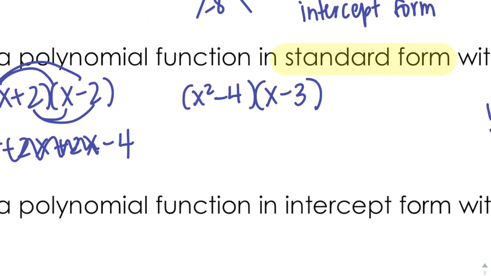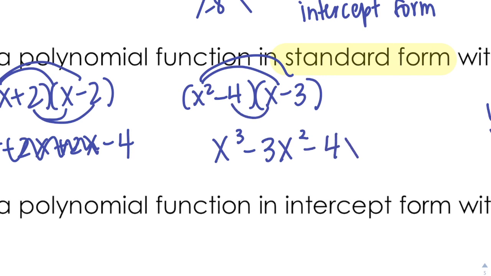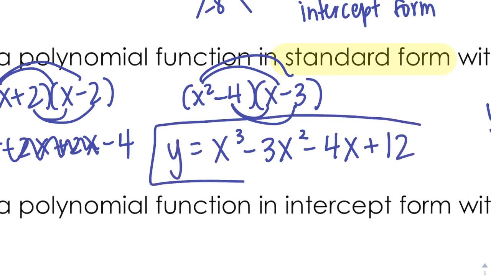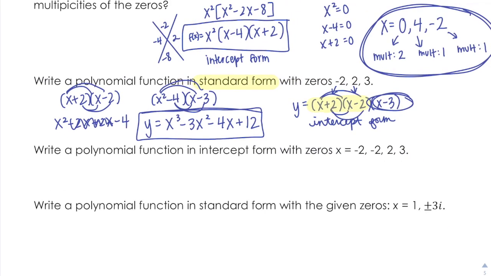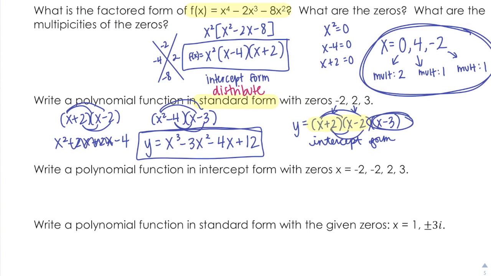So x squared times x becomes x cubed. X squared times negative 3 is negative 3x squared. Negative 4 times x is negative 4x. And a negative 4 and a negative 3 make positive 12. And just say y equals, and there we're in standard form. So standard form, you have to distribute. Intercept form or factored form, you don't. So it just depends on what the problem is asking you for. Are you going forwards or are you going backwards?